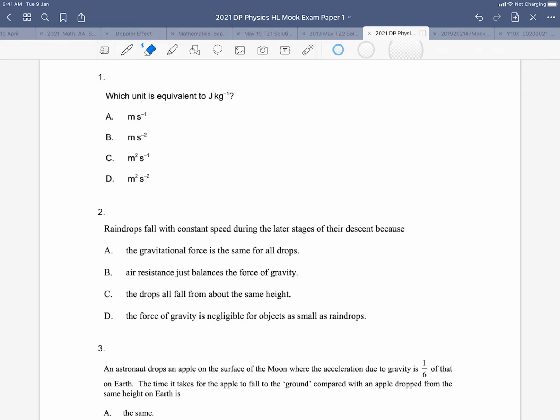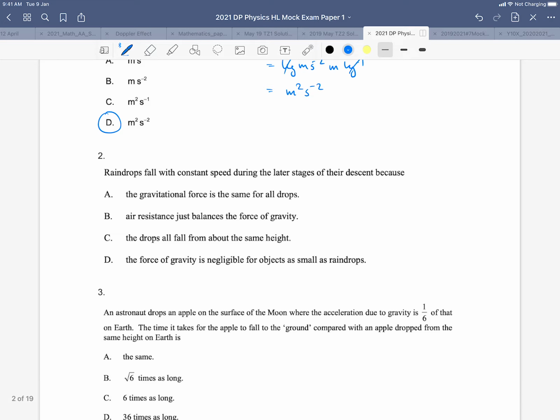Should be relatively simple. We have joules is Newton meters, and a Newton is kilograms times meters per second squared, and then times meters. Kilograms cancels out and we get meters squared per second squared.